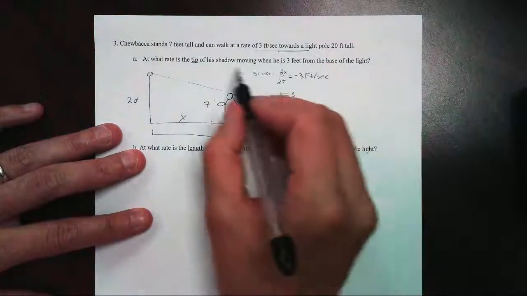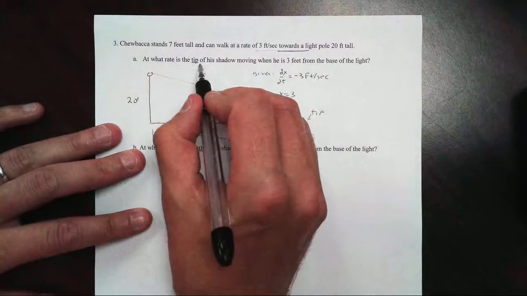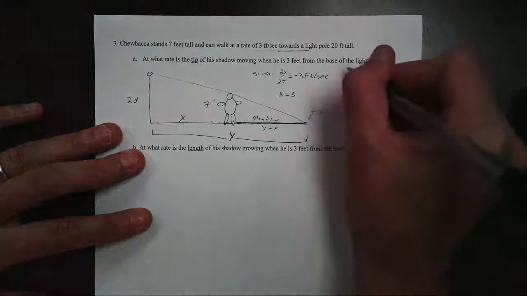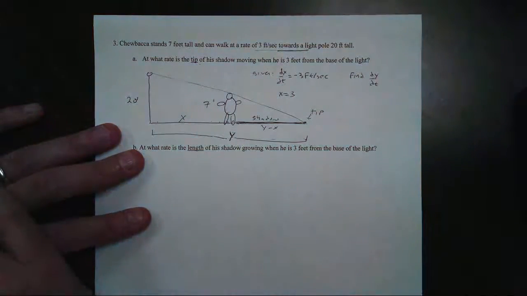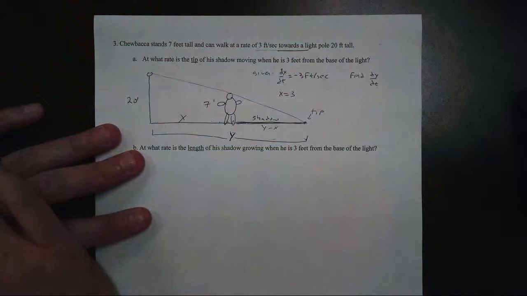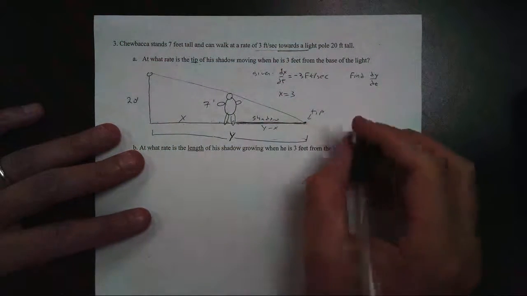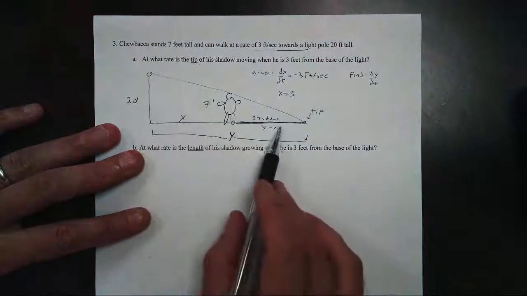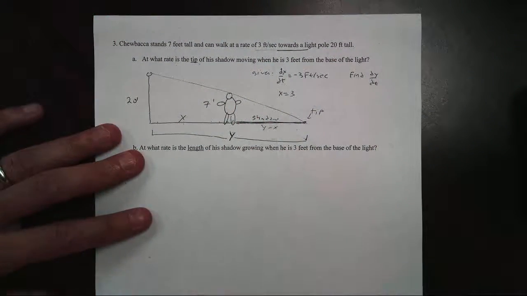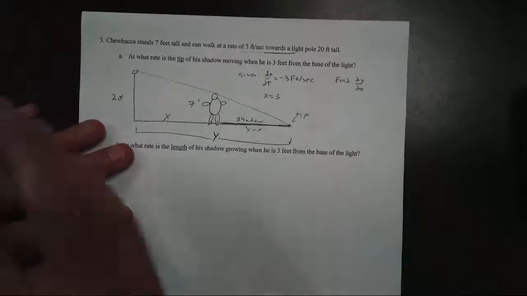But now they tell me this. At what rate is the tip of the shadow moving? Well, that's this distance y. I'm trying to find dy/dt. That's what I want to find. So I've got to come up with an equation, and I'm going to use similar triangles. Don't be a hero. Don't use the Pythagorean theorem. I think you could get it with the Pythagorean theorem, but it's way harder.